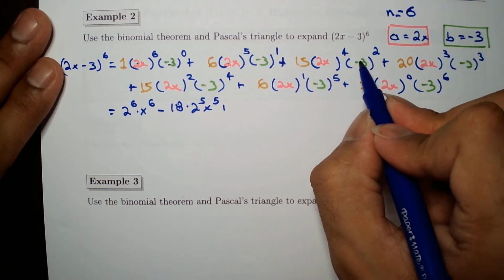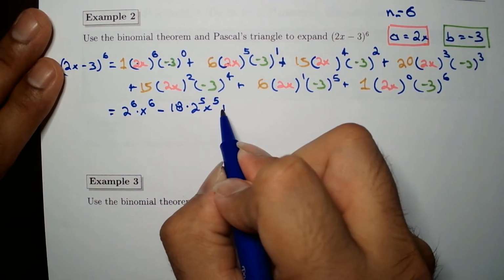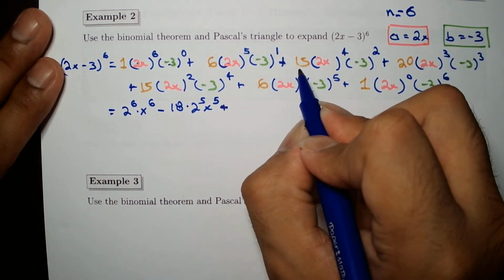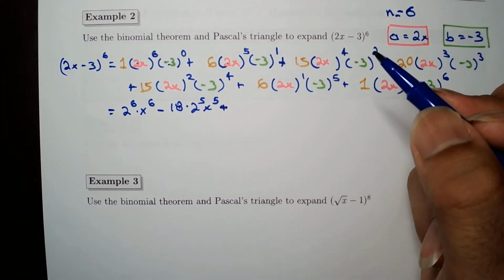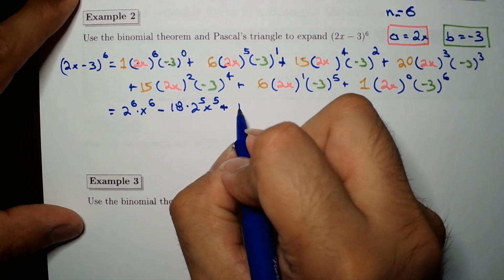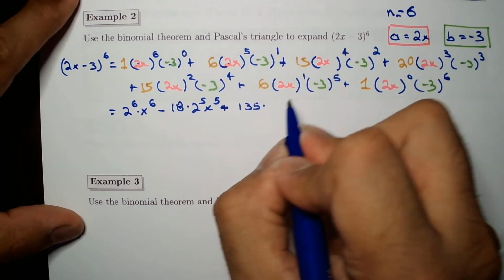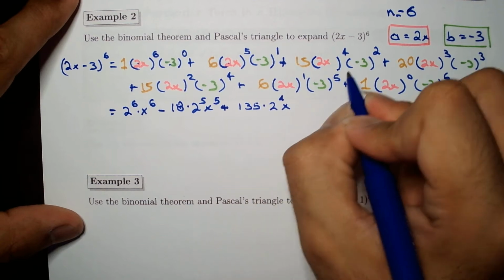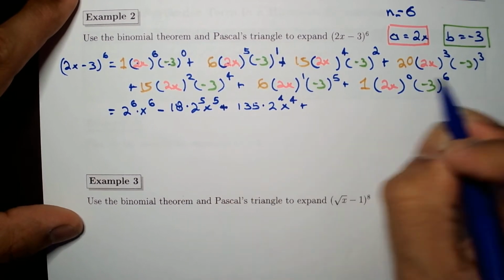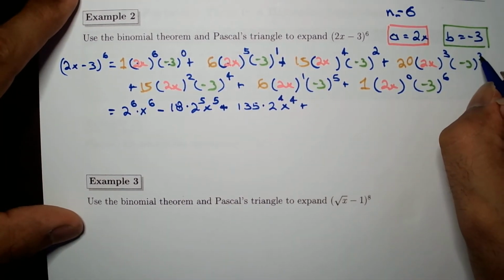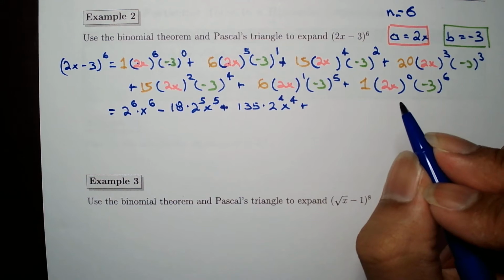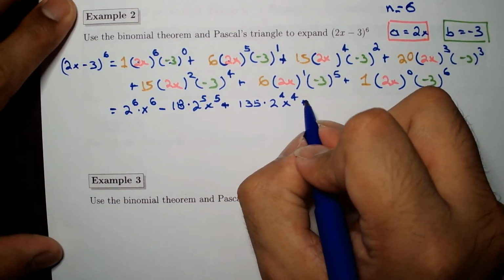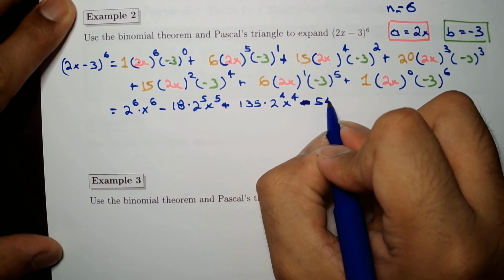And then negative 3 squared, it's positive 9, that's a plus. 9 times 15, let me use the calculator. 9 times 15, 135, times 2 to the 4th, x to the 4th. Plus negative 3 times negative 3 to the 3rd power, that's negative 27 times 20. Negative 27 times 20, using my calculator, I get negative 540.